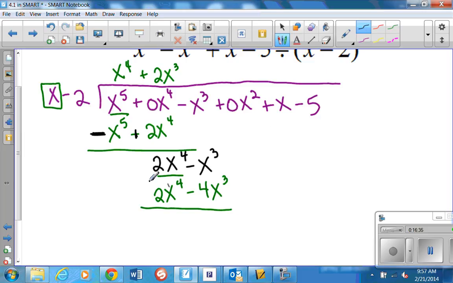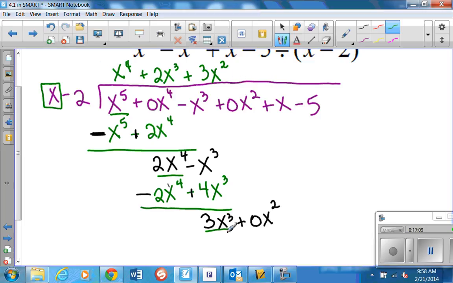Subtract, which changes the sign of both of these. So now I have 3x cubed. I'll bring down the 0x squared. Go back to Mr. Bossy. X, how many times will you go into 3x cubed? We have 3, and then, yeah, 2 more x's. 3x squared.